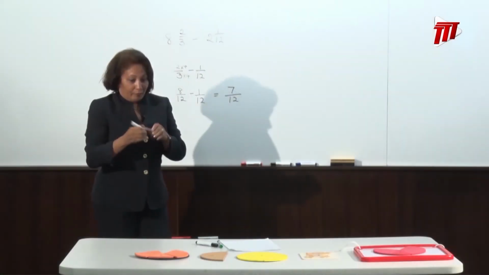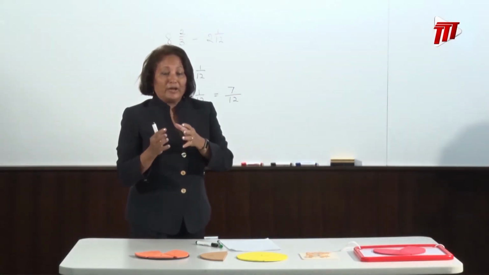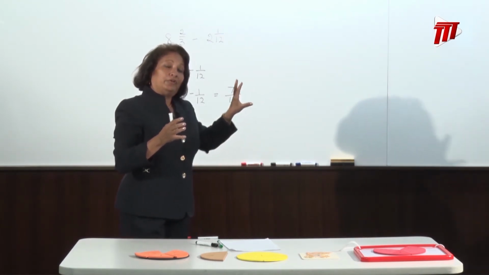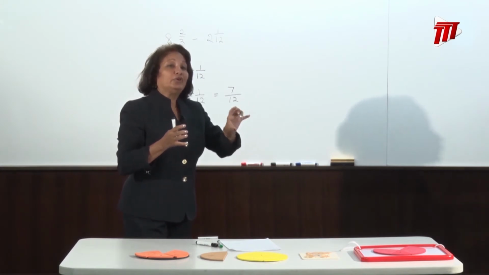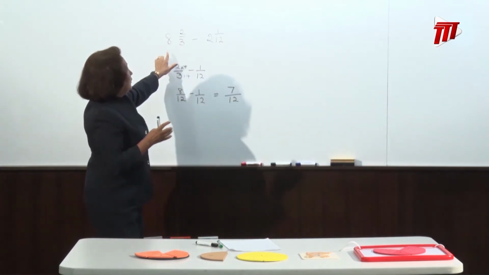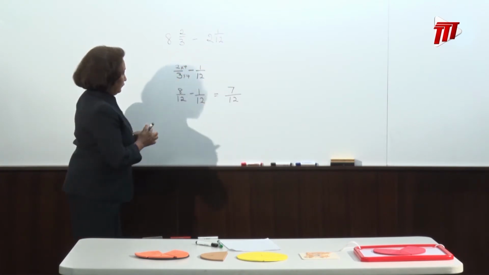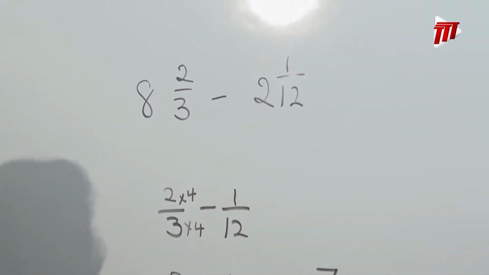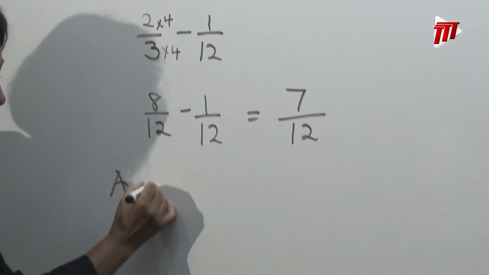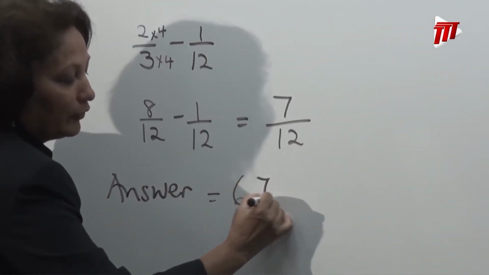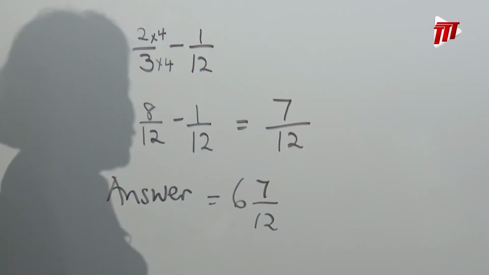Now, very often when students do these questions, they forget that what they were dealing with was the fraction part. You have to include also the whole parts. So I would have 8 minus 2 would give me 6. So my answer would be 6 and 7/12. That would be your answer.